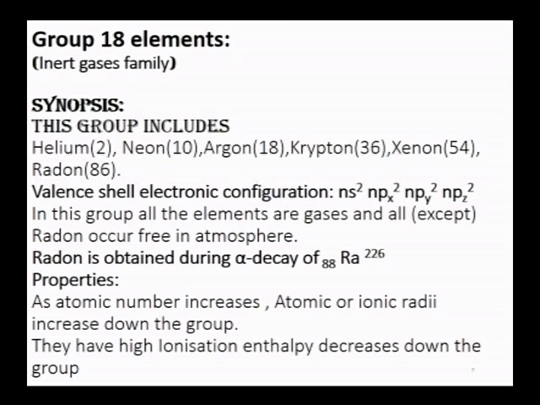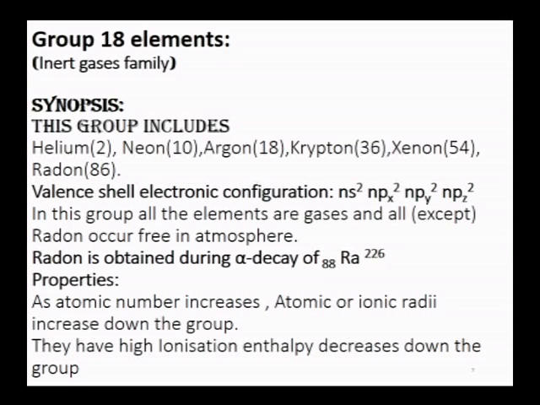Those are called inert gases. This group includes helium, neon, argon, krypton, xenon and radon. Valence shell electronic configuration. These elements have completely filled electrons like ns2, npx2, npy2, npz2. In this group, all the elements are gases and except radon occur free in the atmosphere. Radon is obtained during alpha decay of radium.